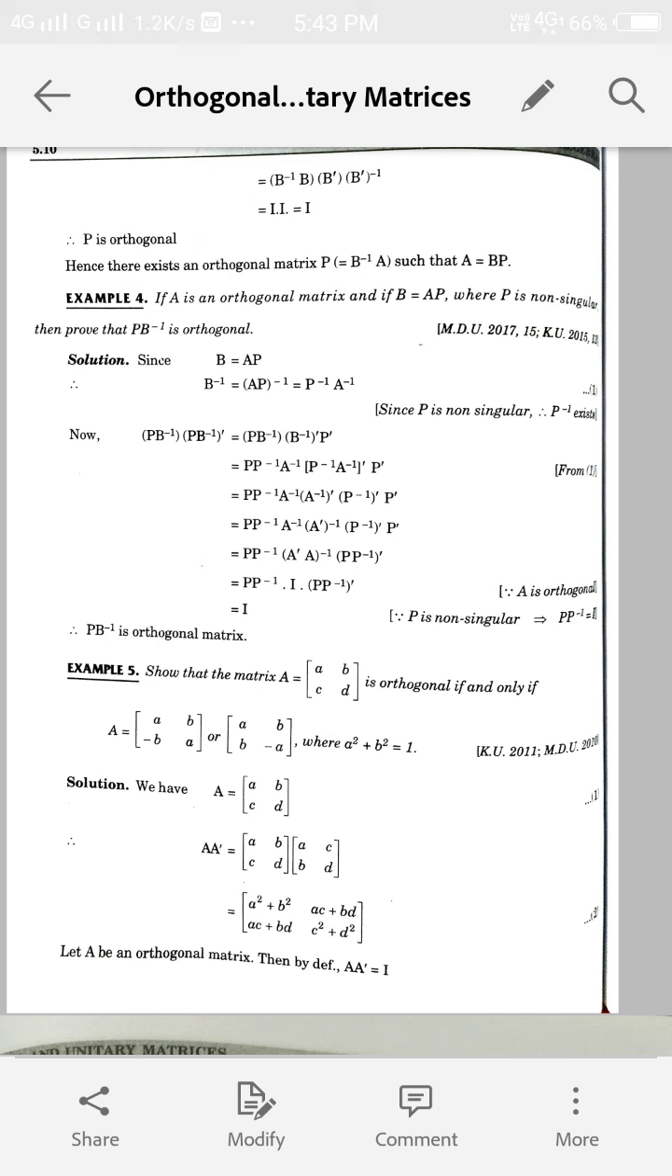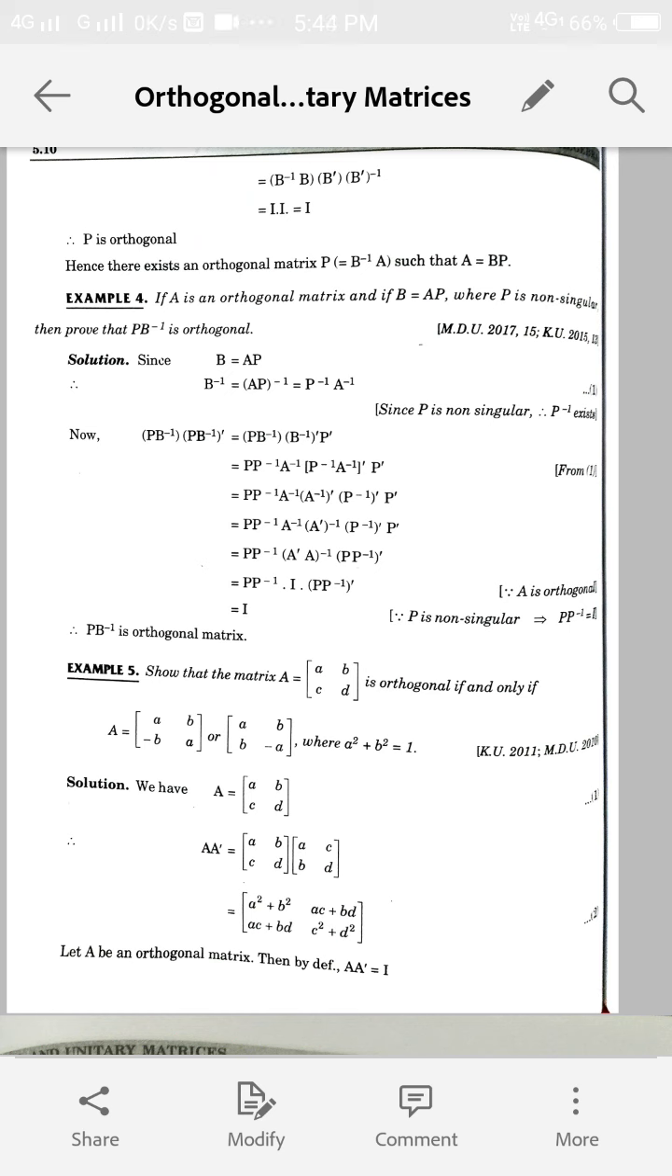Now here we are given B is equal to A into P. Now find its inverse, because we are to prove that P into B inverse is orthogonal. So first we prove that B inverse exists. Now B inverse will be (AP) inverse, and that is P inverse into A inverse. So PB inverse into (PB inverse) transpose, because we are to prove that this matrix is orthogonal. So we multiply this matrix with its transpose.